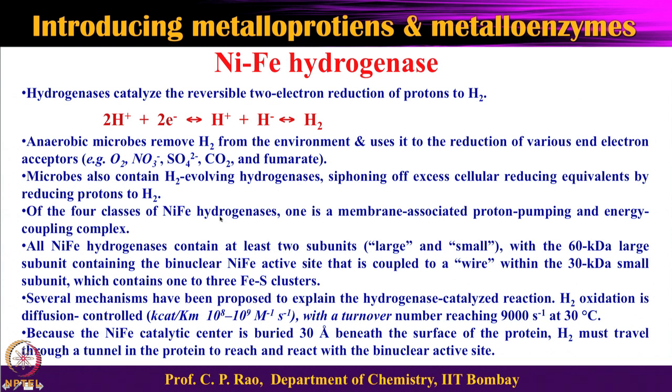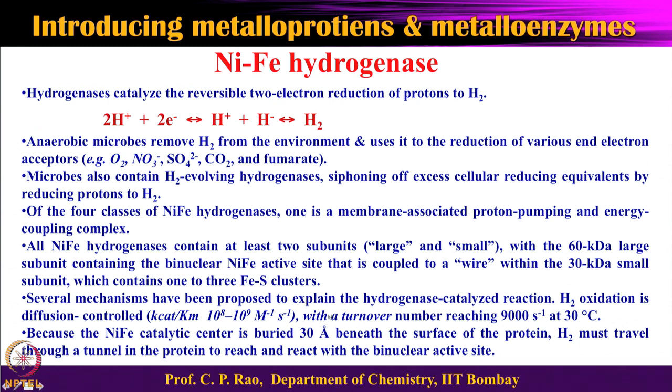Okay. So, there are 4 different classes of nickel-iron hydrogenases, and one of them is a membrane-associated, proton-pumping and energy-coupled type of system, and that is what we look at in this particular case. The other hydrogenases are mostly based on iron, so we are not going to look at those. We will look at the nickel-iron containing one. So, let us look at the enzyme part. Nickel-iron hydrogenase contains at least 2 subunits, one large and one small, about 60 kilodalton for the large and 30 kilodalton for the small one. We will see in the next slide what these are.